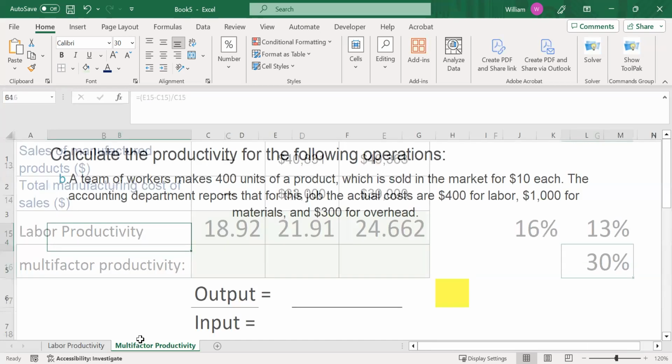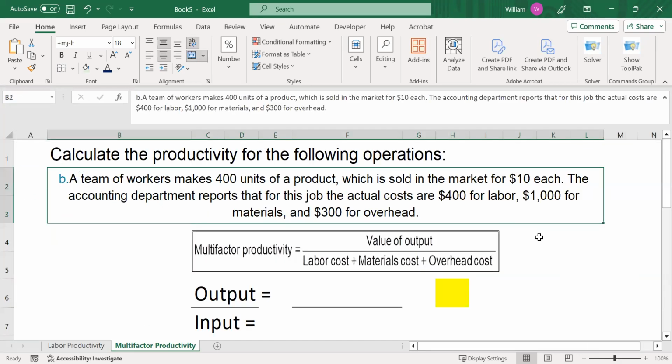So on the second tab here, we look at the scenario that has more than one specific input. The question reads: calculate the productivity for the following operation. A team of workers makes 400 units of product, which is sold in the market for $10 each. The accounting department reports that for this job, the actual costs are $400 for labor, $1,000 for materials, and $300 for overhead.